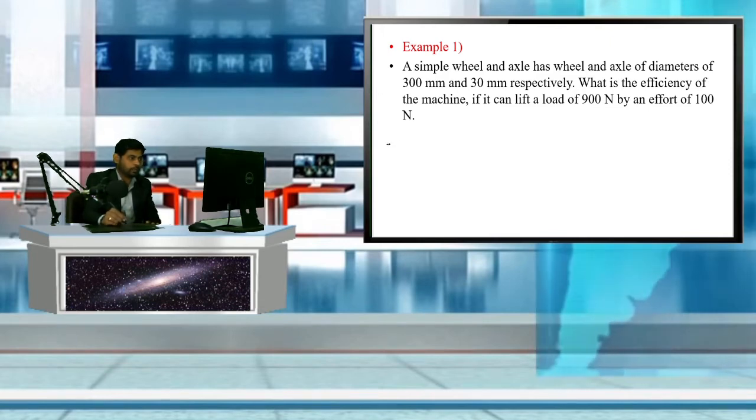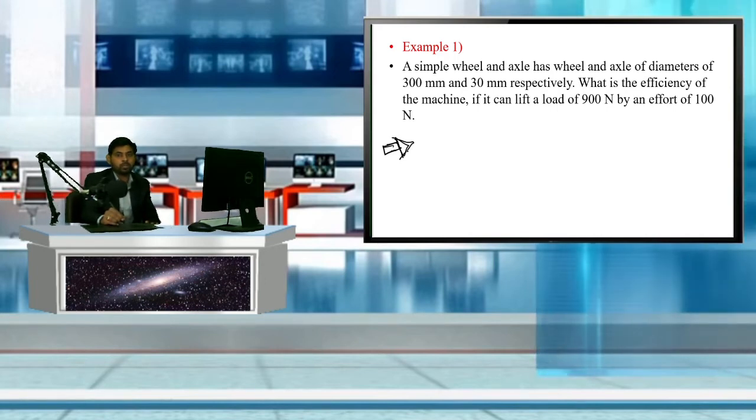Okay, so read the problem carefully. I always told you, always 50% of the answer is in your question. So now see, a simple wheel and axle has wheel and axle of diameter of 300 mm and 30 mm respectively. So diameter of wheel is 300 mm and diameter of axle is 30 mm. What is the efficiency of machine? So we have to find out the efficiency of machine.